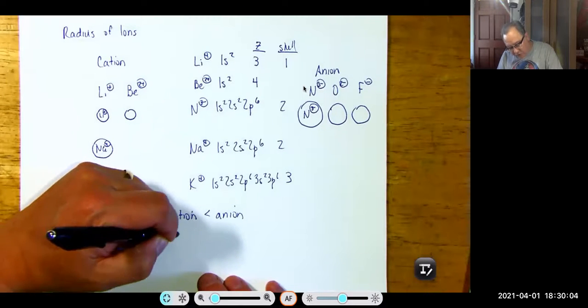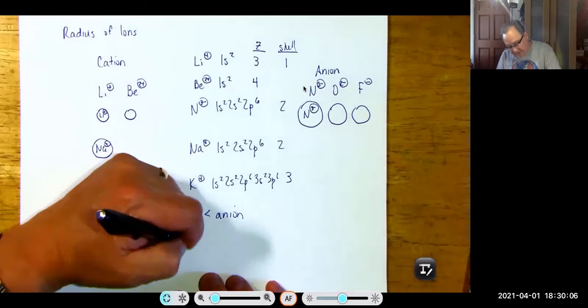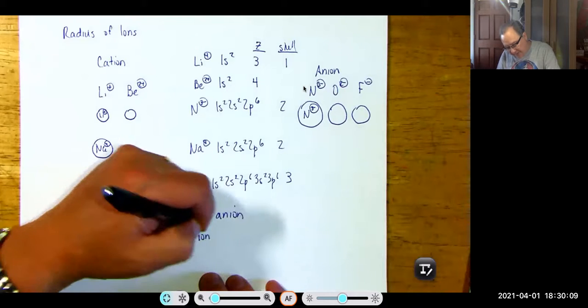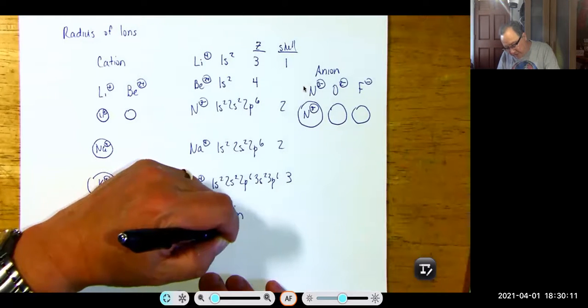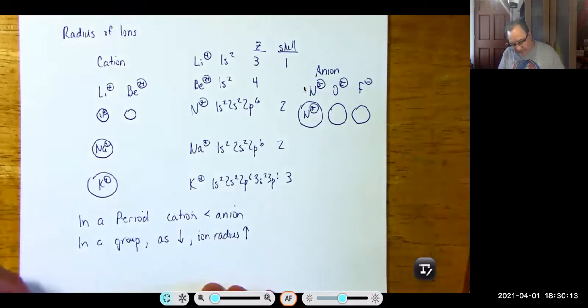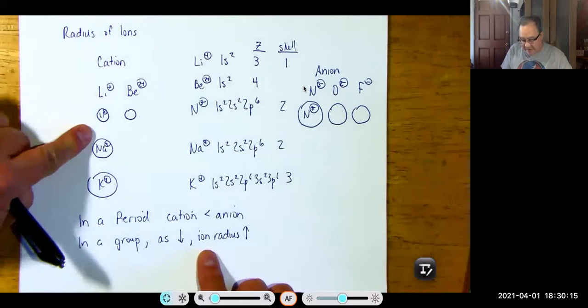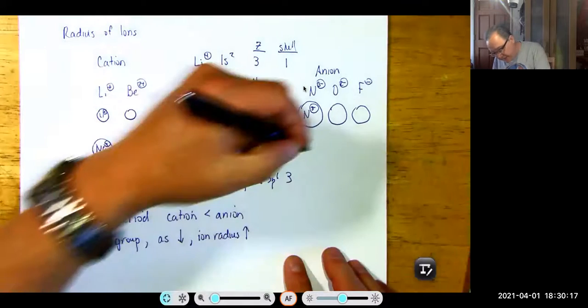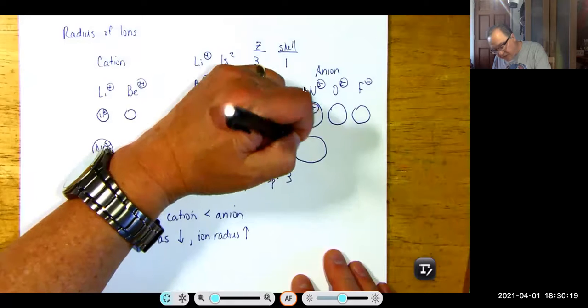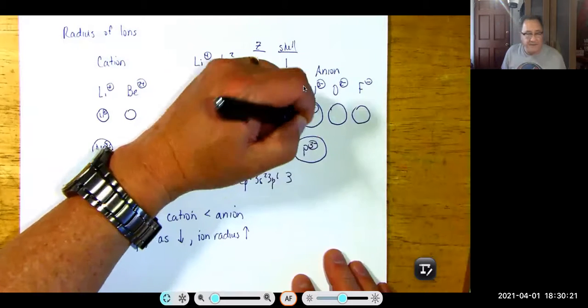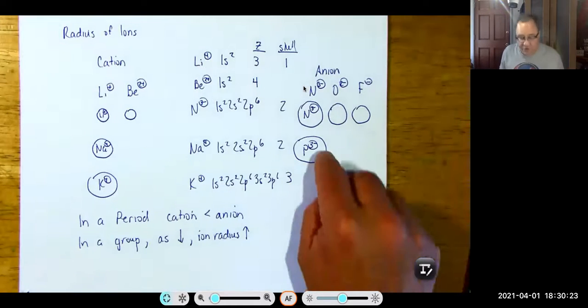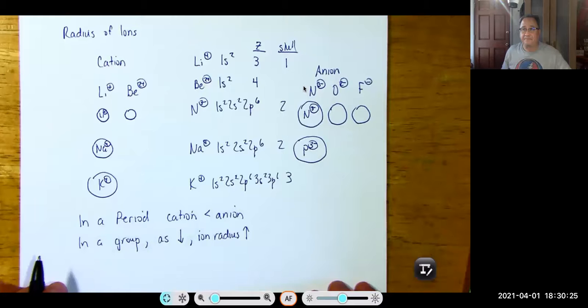as you go down the group, the ion radius increases. And that's regardless of whether you have anions or cations, because it would be the same thing here. Phosphide would be even bigger than nitride because you have electrons in the third period, or third shell, I should say.